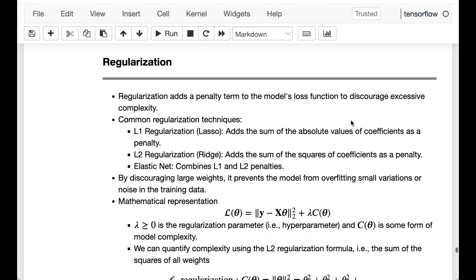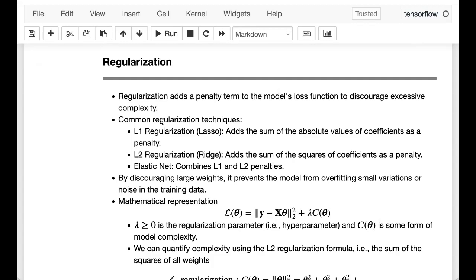And one of the ways that you can better control this bias-variance trade-off is known as regularization. So what regularization does in simple terms is that we always have a loss function. For example, in the case of regression, we have the residual sum of squares. And what we can do is add another term to this loss function, which we call a penalty term, to discourage excessive complexity.